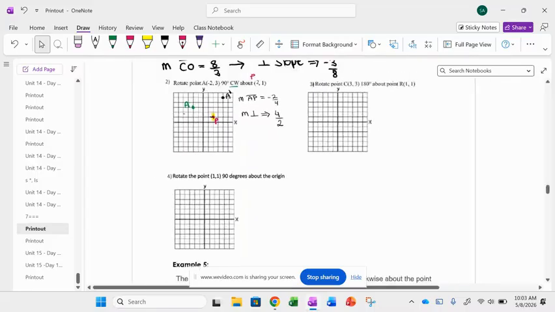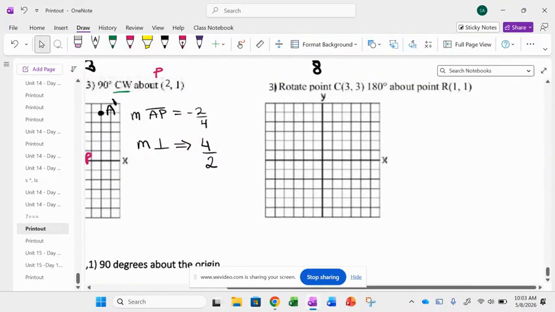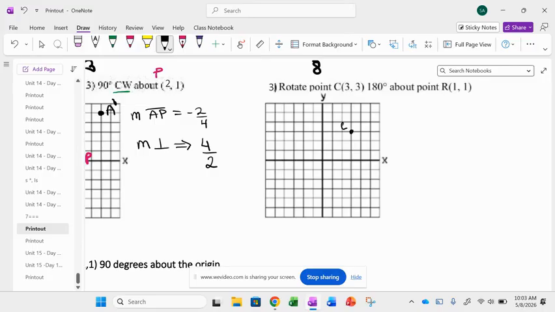Okay, let's do this. So now we're taking the point (3, 3), which is the point C, and I'm rotating it around point R, which is (1, 1). So this R is my center of rotation, and I'm going 180 degrees counterclockwise. So if I'm going 180 degrees counterclockwise, this would be 90, this would be 180.